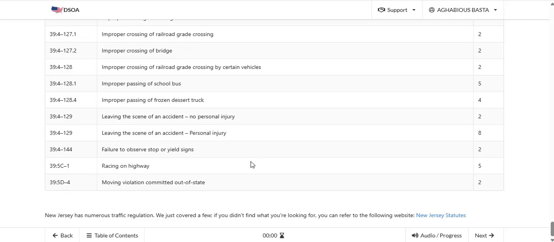New Jersey has numerous traffic regulations. We just covered a few. If you didn't find what you're looking for, you can refer to the following website, New Jersey Statutes: https://codes.findlaw.com/nj/title-39-motor-vehicles-and-traffic-regulation/njst-sect-39-3-10.html.